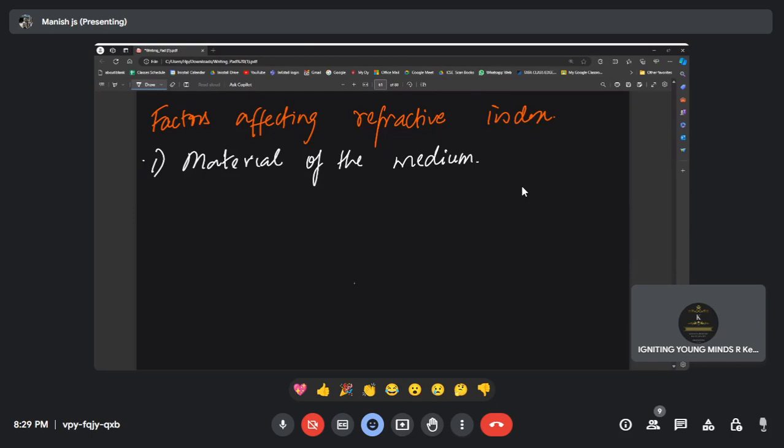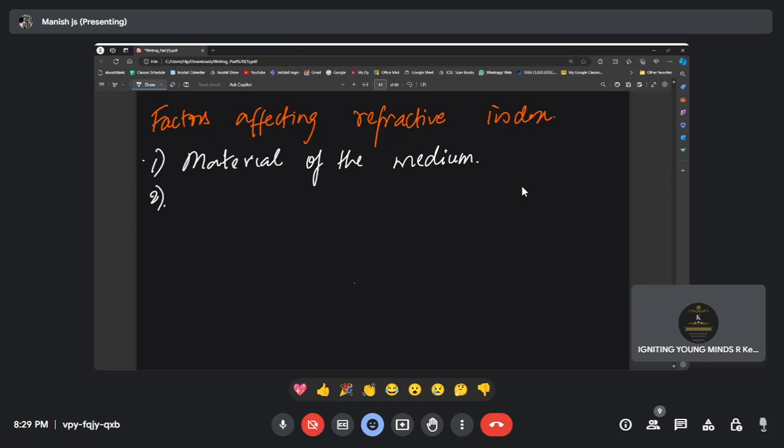If it's diamond, it's different. If it is air, if it's water, if it's kerosene, alcohol, glycerine, paraffin. So different materials have different refractive indices, and it is definitely going to affect the refractive index of that particular medium that you're talking about. Okay, so this is one factor which is going to affect the refractive index. The first one is material.